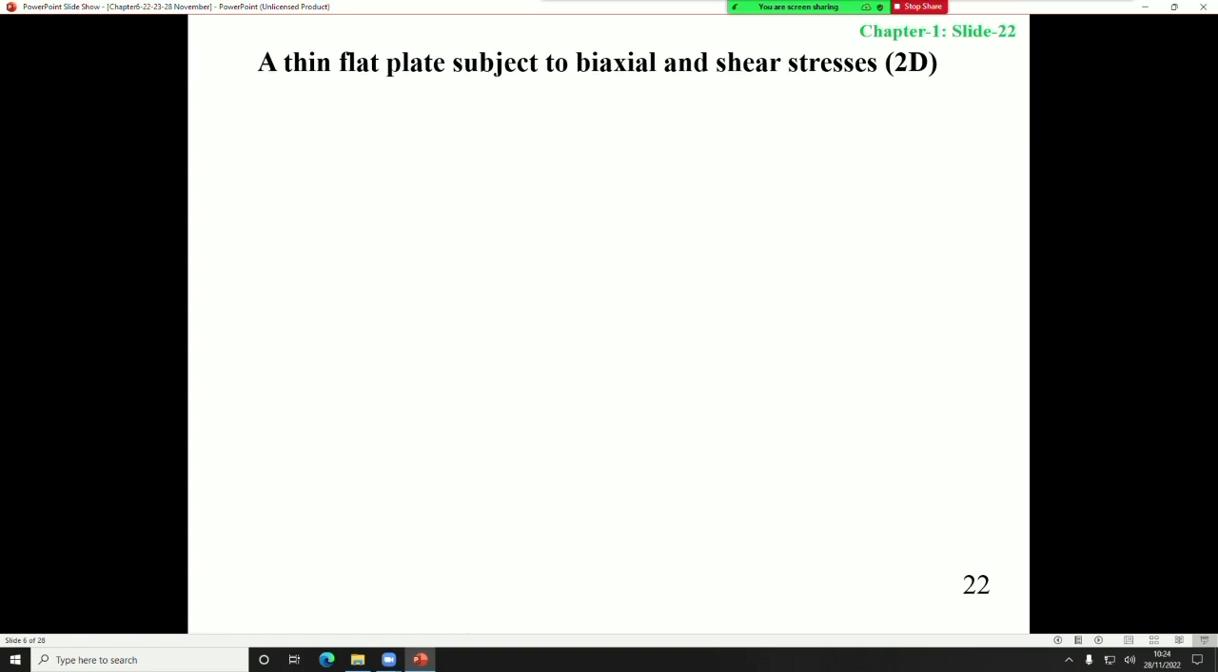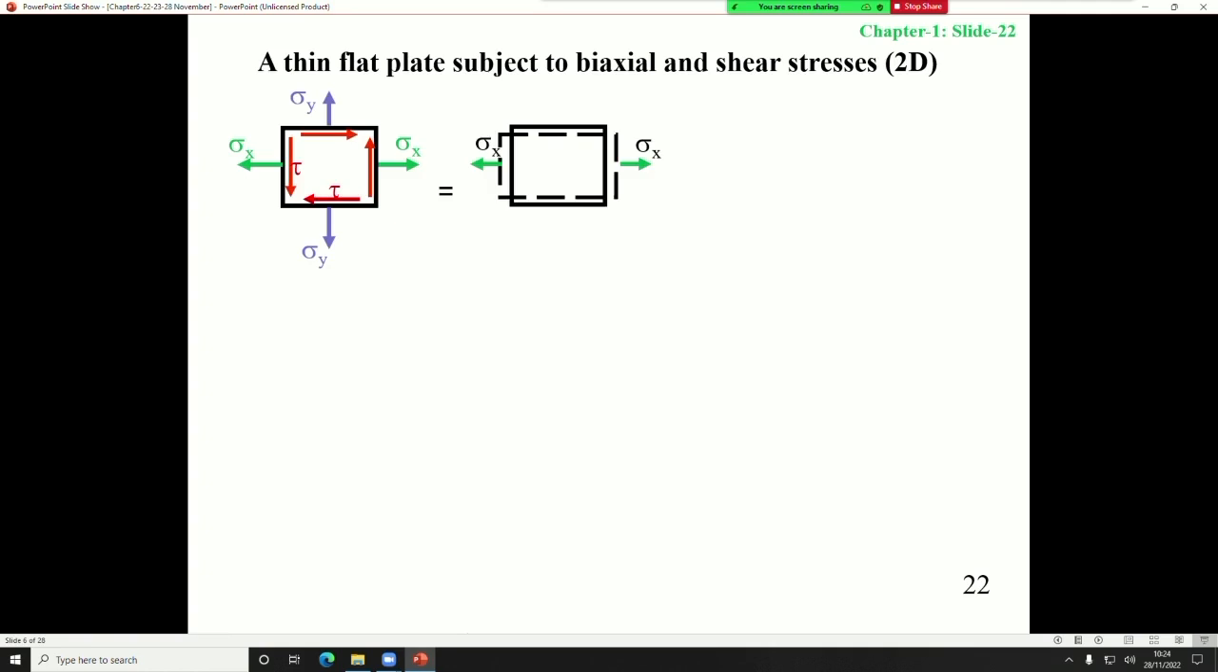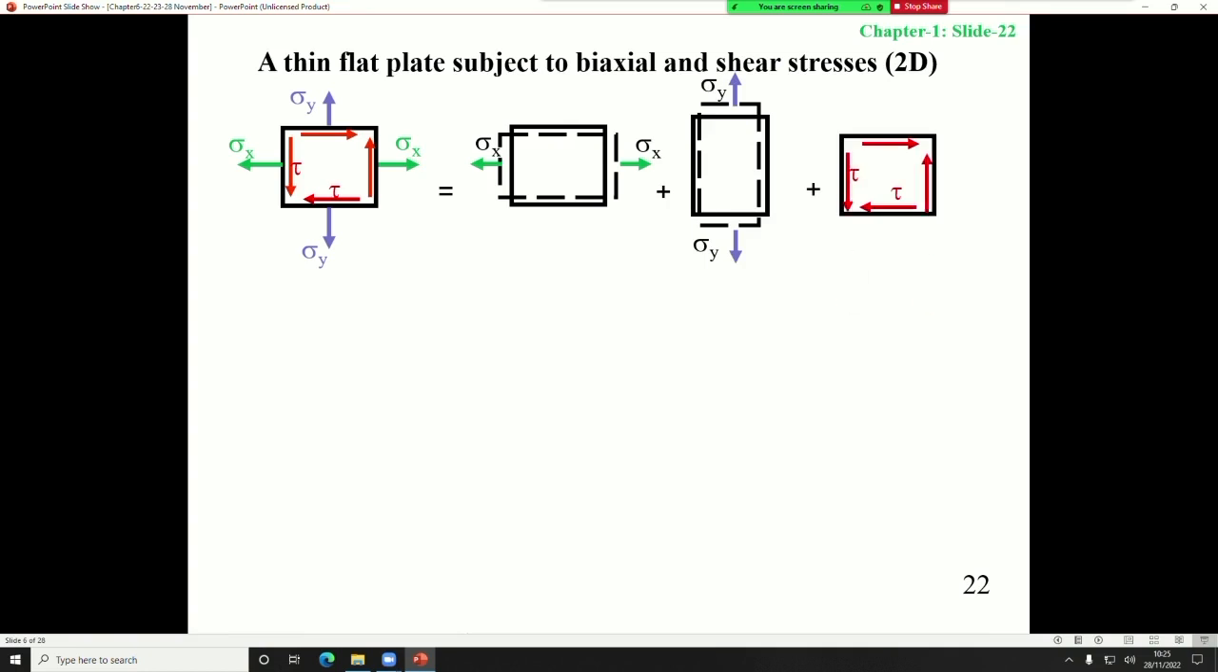So this is something I covered in chapter 1. If you had a thin flat plate subject to biaxial loading and shear loading, so you haven't got it because it is from slide 22, chapter 1. Based on the superposition rule, we said we can apply each of those loads, stresses, individually. And then, for each case, we found the strain components.